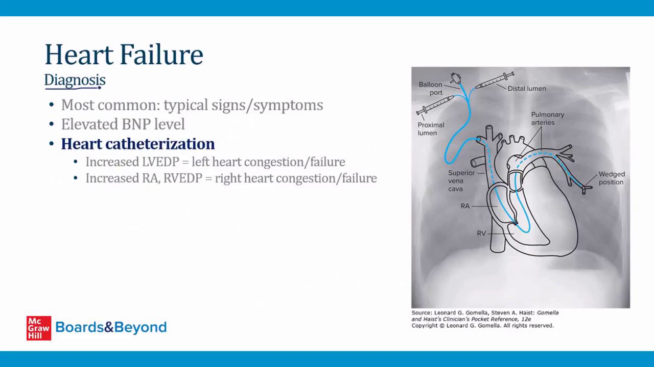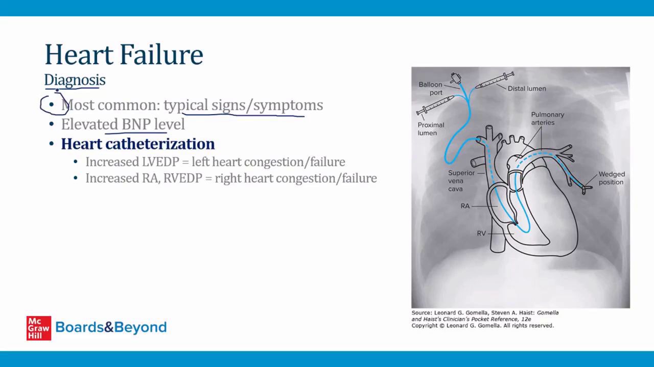So the most common way the diagnosis is made clinically is when the patient has typical signs and symptoms, we say that they have heart failure. So when a patient has shortness of breath and rales on their lung exam and elevated jugular venous pressure in the neck and lower extremity edema, that's enough that we can say they have heart failure. And as I mentioned on the last slide, you can measure a BNP level, and an elevated BNP level supports the diagnosis, but it's not perfectly specific, so you still need to have signs and symptoms.